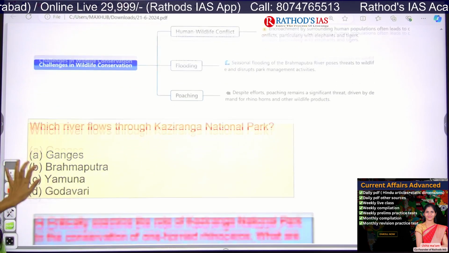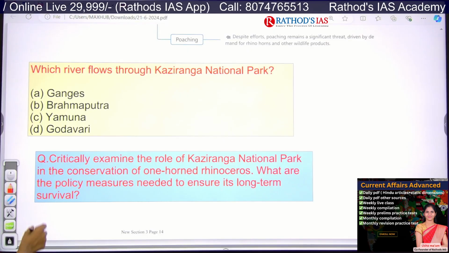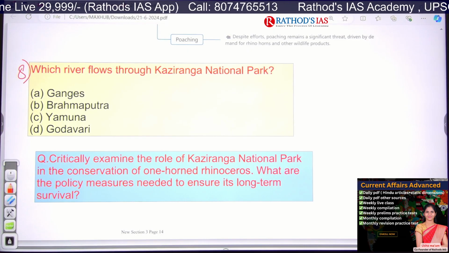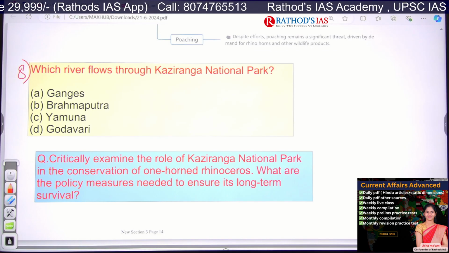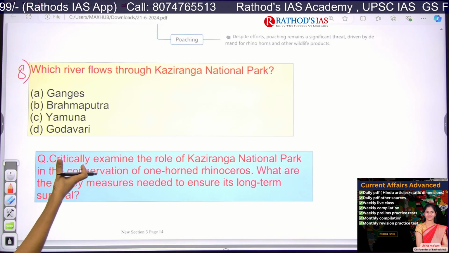And next I want to give you one mains question and one prelims question. So this is the 8th prelims question: Which river flows through Kaziranga National Park? I already said it is very easy.